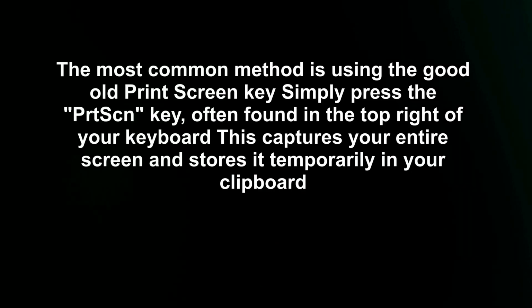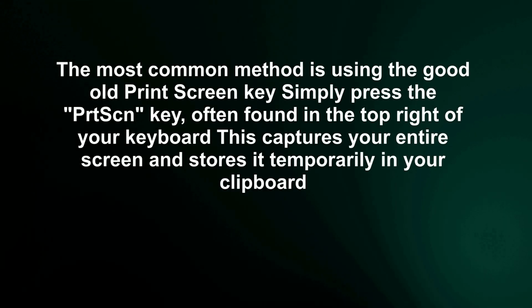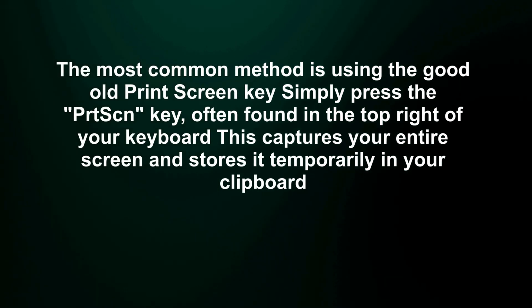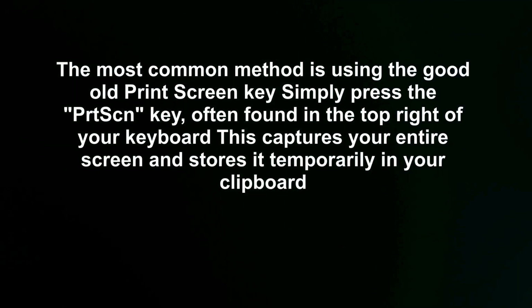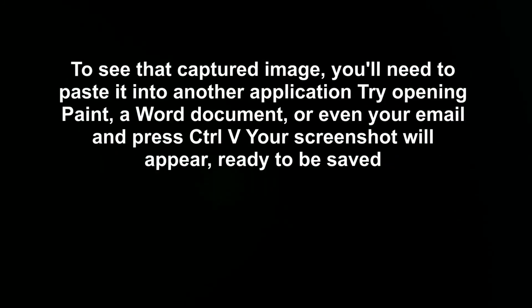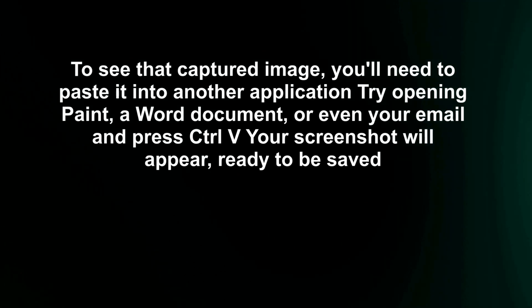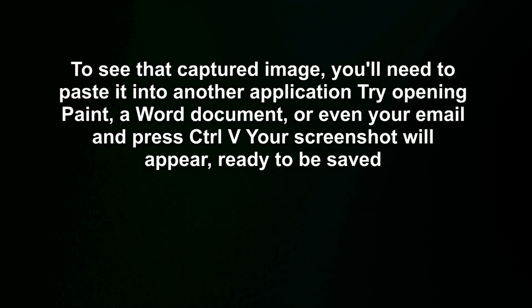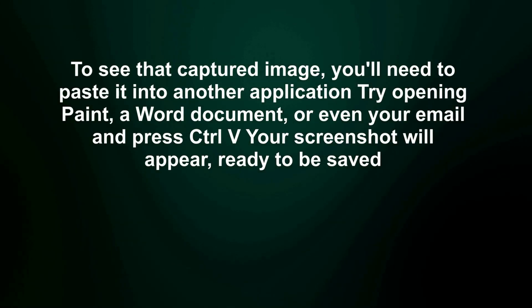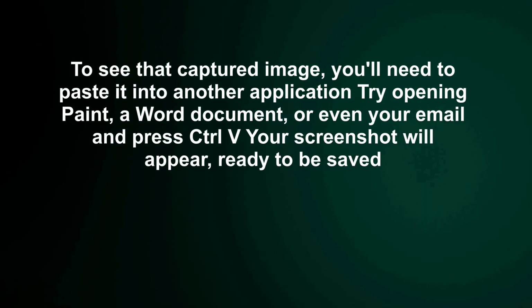The most common method is using the good old Print Screen key. Simply press the PrtScn key, often found in the top right of your keyboard. This captures your entire screen and stores it temporarily in your clipboard. To see the captured image, you'll need to paste it into another application. Try opening Paint, a Word document, or even your email and press Ctrl+V. Your screenshot will appear, ready to be saved.